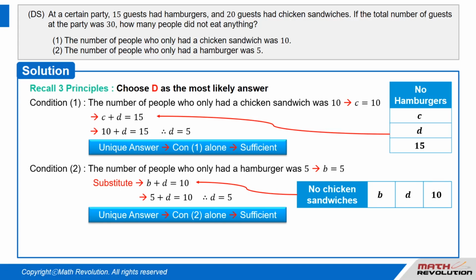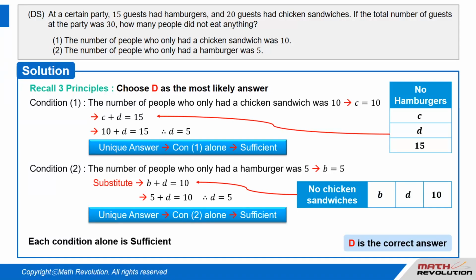A simple solution like this shows that you can do well on the exam. Believe in yourself and your ability. Each condition alone is sufficient. So D is the correct answer. Answer D.